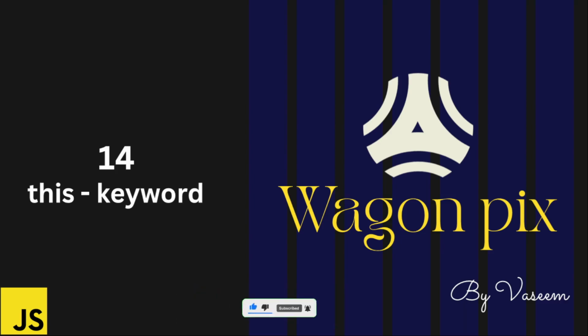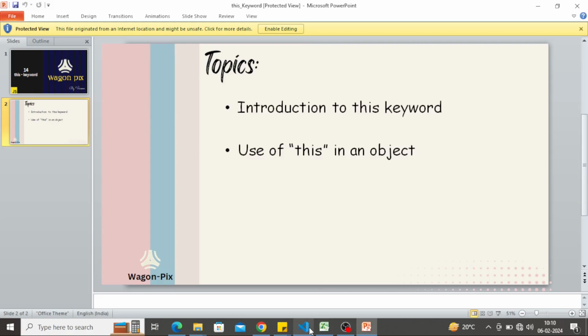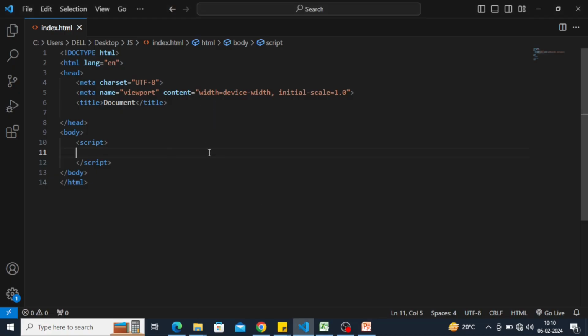To begin with, this is a short tutorial. I will be covering only 2 points in this. That is, we'll see an introduction to the this keyword, why we need the this keyword, and how to use the this keyword in an object. Okay, I will not waste much of our time. We already have this base code ready with us, and we have seen in our earlier tutorial how to define an object and how to manipulate the properties of an object.